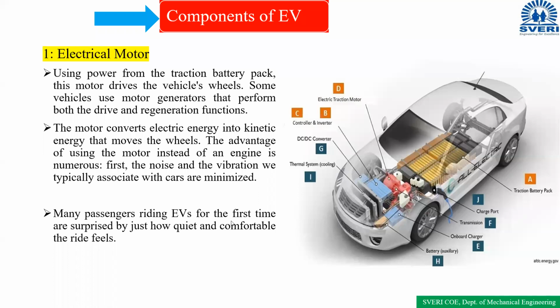Many passengers riding electric vehicles for the first time are surprised by just how quiet and comfortable the ride feels. What is the meaning of this point? For example, when we are doing a journey in a fuel vehicle, if the brakes are applied suddenly we will move forward, and if it suddenly accelerates we will move backward. There is also more pollution, and more noise while changing the gear: first gear, second gear, third gear, fourth gear. Clear?